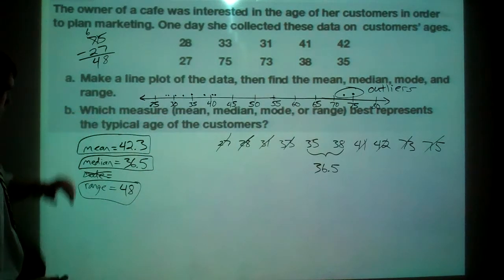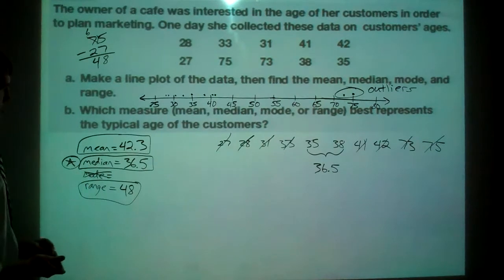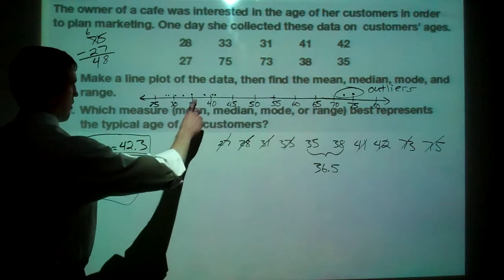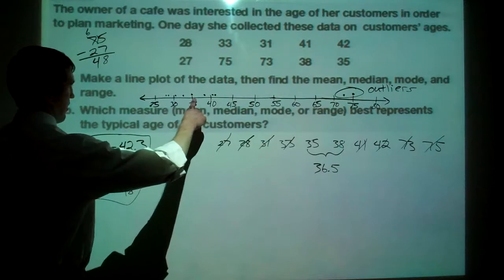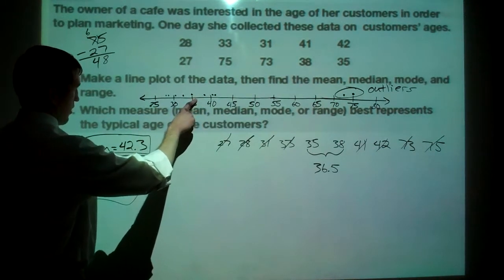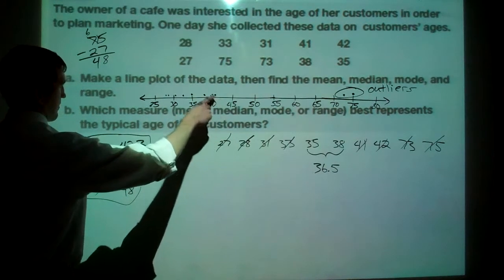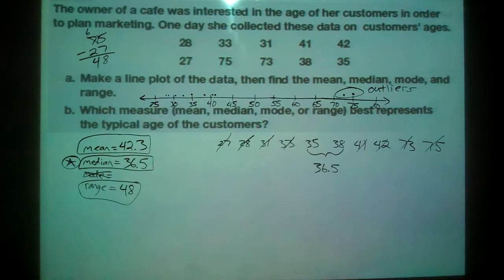So what actually is the best representation is the median, because 36.5 lands right about in here, and that's in the thick of things. That's right in the middle, whereas our mean of 42 is not really representing our data. It's a little on the high end. So the median's the best one to look at there. All right.